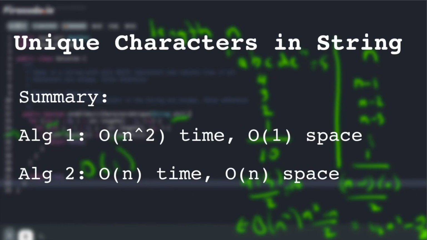So today we implemented two algorithms to solve the unique characters in string problem. The first was an order n squared time complexity but constant space algorithm. The second was linear in both time and space complexities.